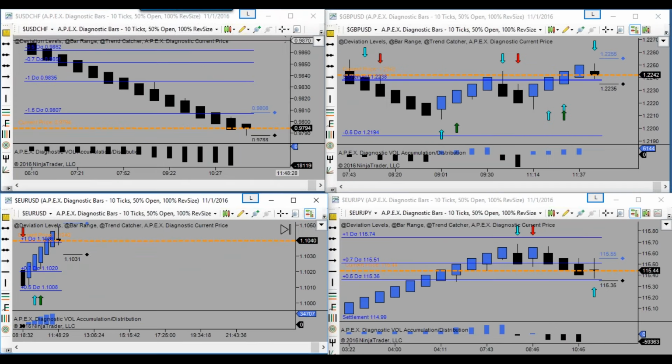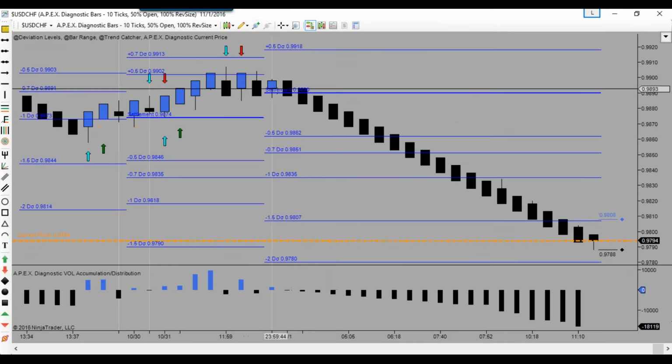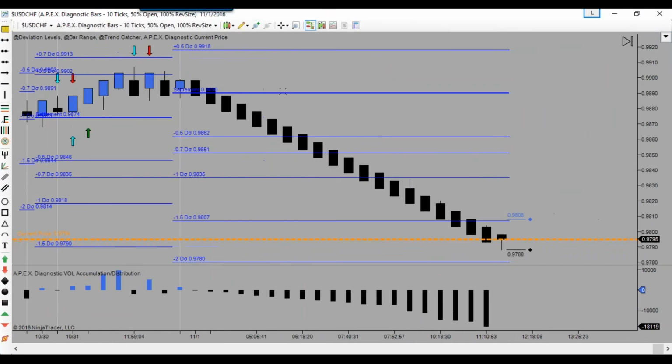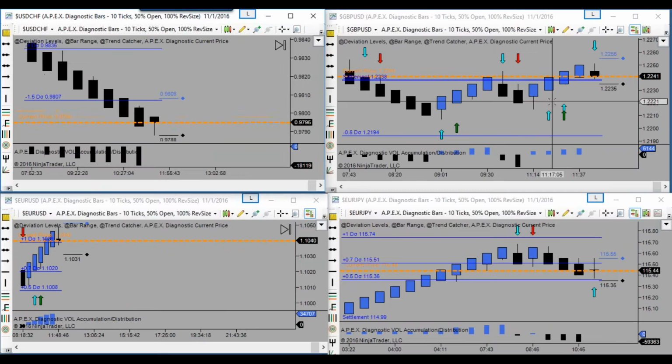Okay, let's take a look here. What about the dollar franc? Well, look where it was. Its settlement, look, it's come all the way down past 1.5. It's getting close to the 2 deviation level. All right, okay, cool. Maybe I want to keep that chart up and see if that sets up for us to go back long. We're keeping an eye on that.